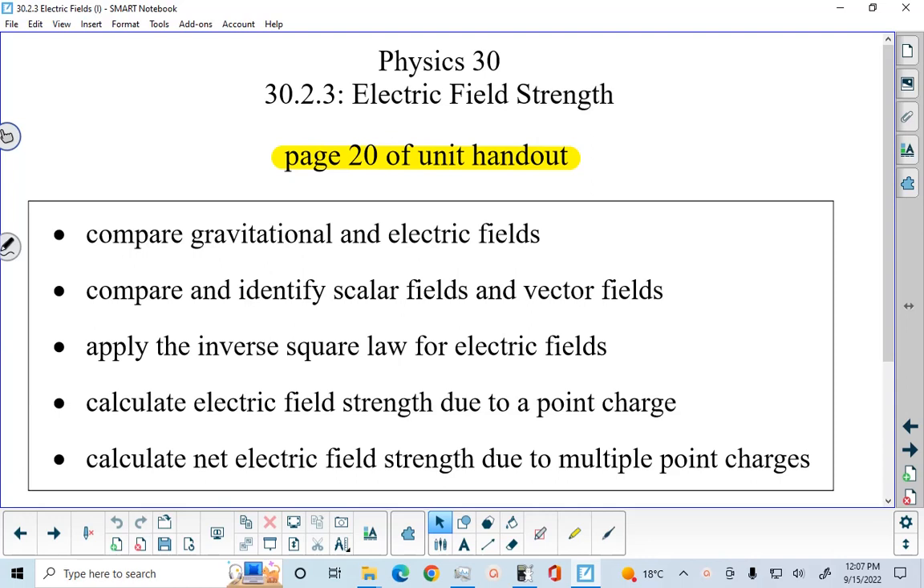Today we're going to be looking at lesson 30.2.3, which deals with an introduction to electric field strength. And this lesson, I believe, can be found on page 20 of your unit handout.